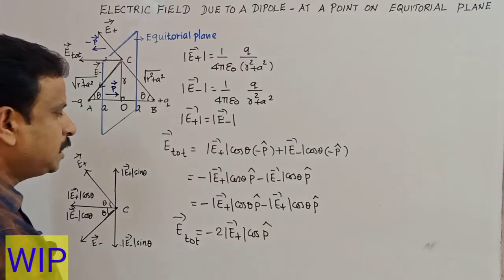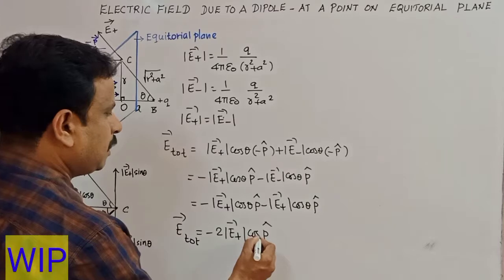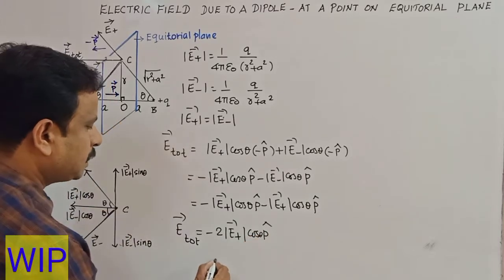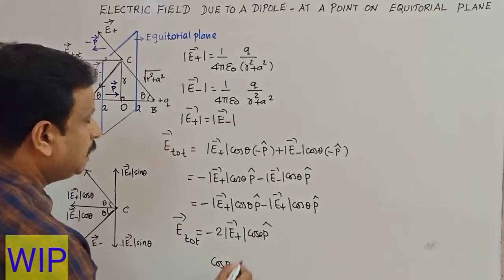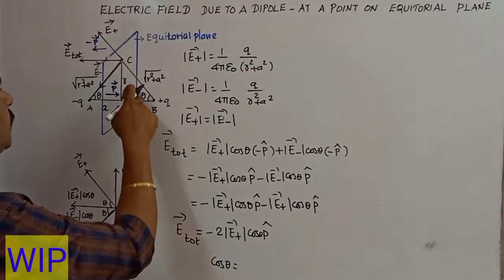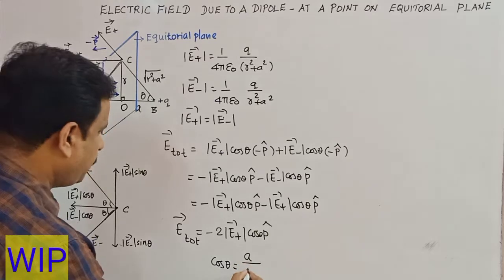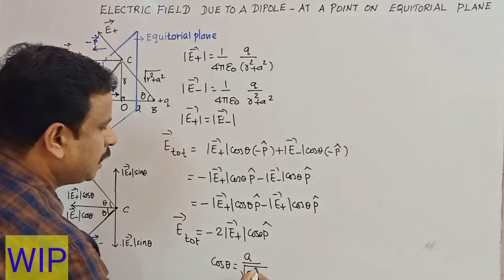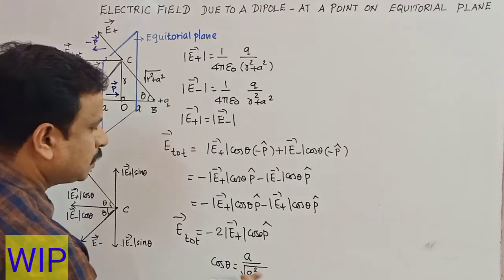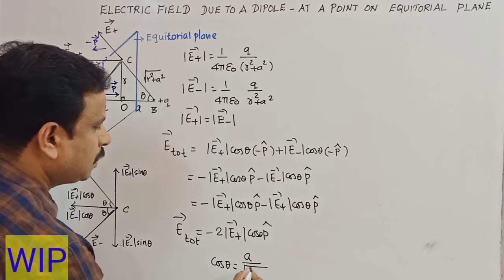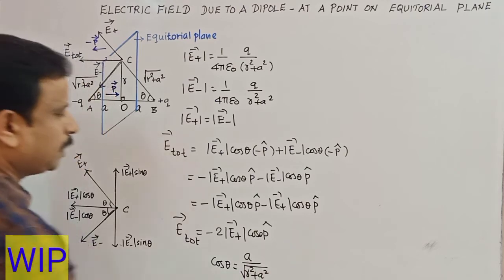Then what is your cos theta? That we have to find out. In the right angle triangle, cos theta is adjacent by hypotenuse. What is your adjacent side? A. Hypotenuse is root of a square plus r square, or r square plus a square, nothing will happen. R square plus a square, correct? Okay, you can follow this.